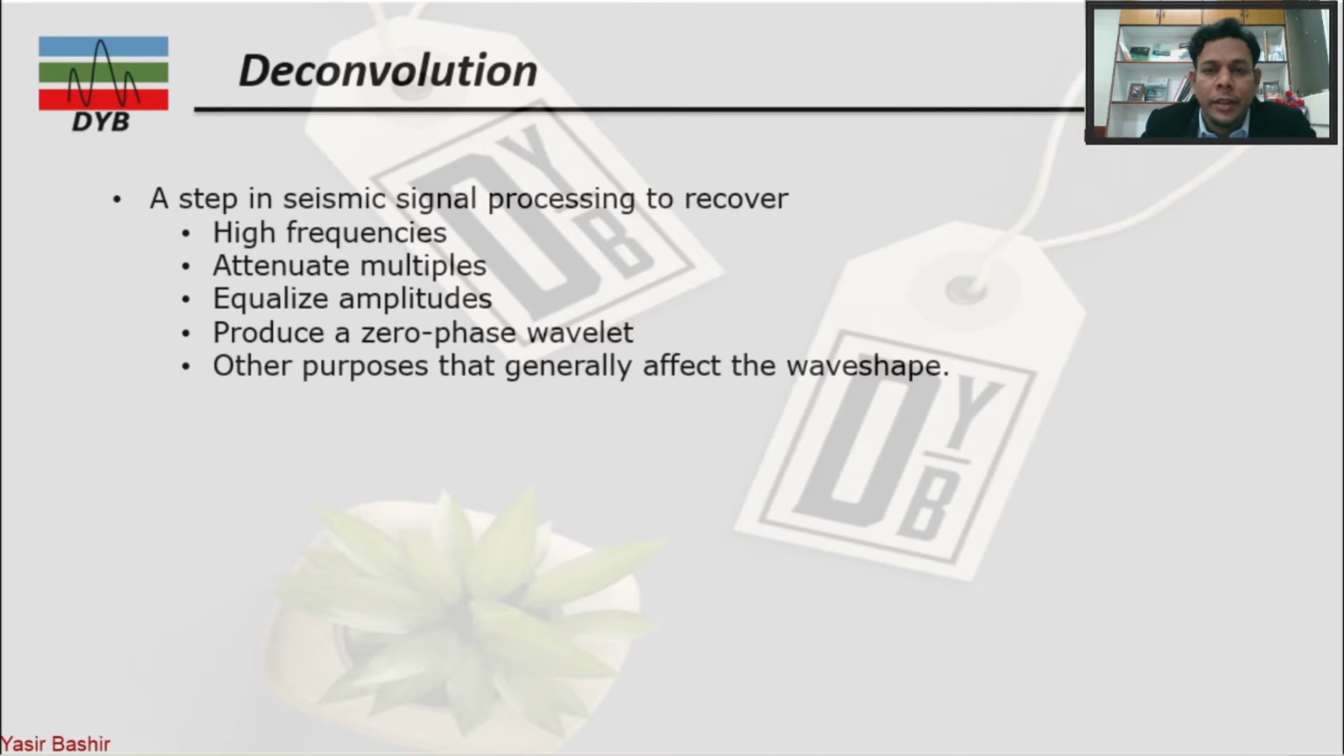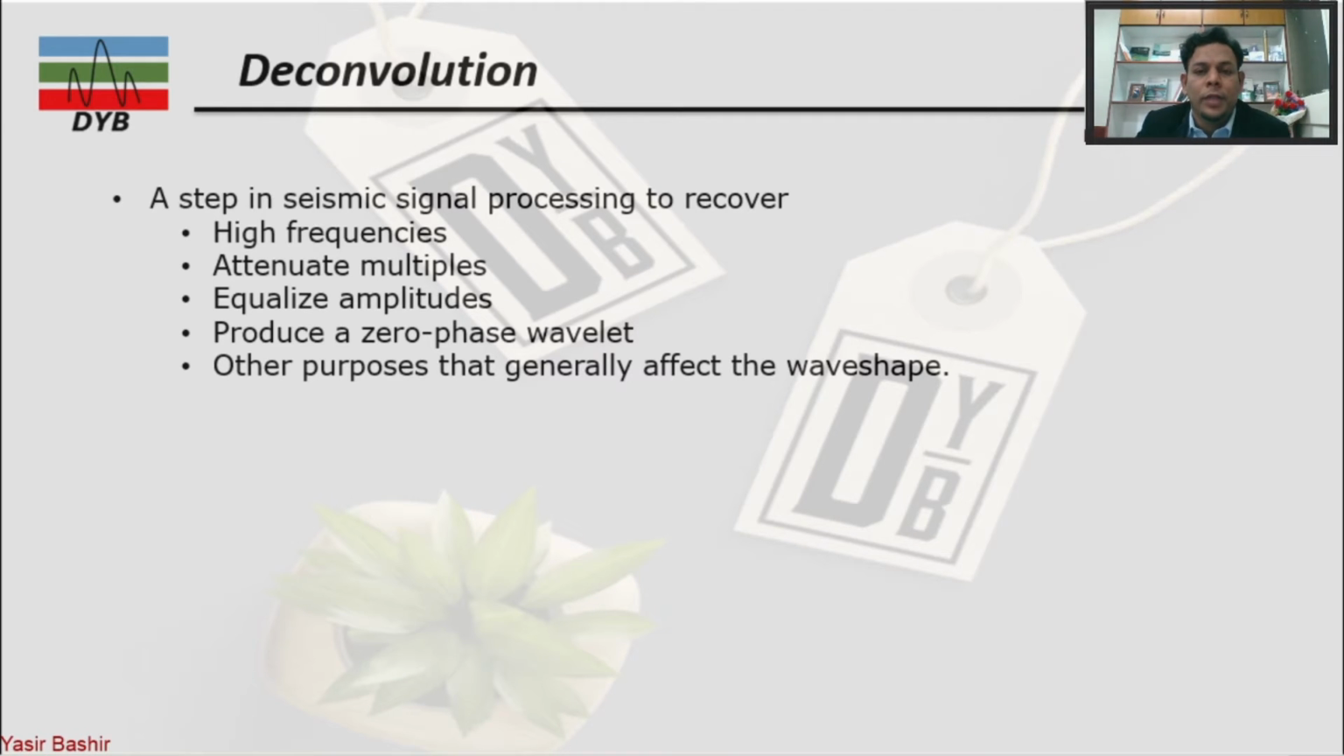So let's understand the deconvolution method, and why we need to apply it. This is a step in seismic signal processing to recover high frequencies, which are attenuated during the wave propagation. The second objective of deconvolution is to attenuate the multiples, though there are also other methods we normally use to attenuate or eliminate multiples. Another objective is to equalize the amplitude in the trace or the seismic data.